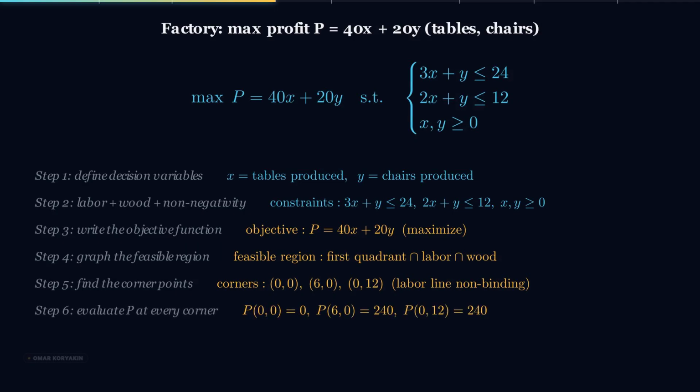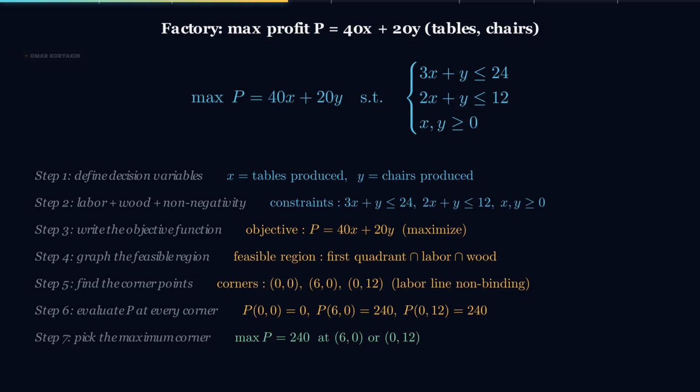Step 6. Evaluate the objective at each corner. At (0, 0), p equals 0. At (6, 0), p equals 40 times 6 plus 20 times 0 equals 240. At (0, 12), p equals 40 times 0 plus 20 times 12 equals 240. 2 of the 3 corners tie at 240.